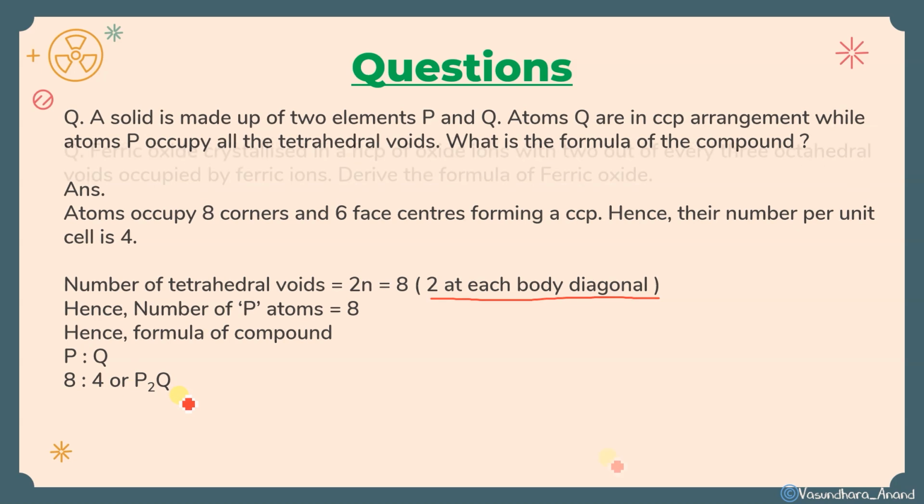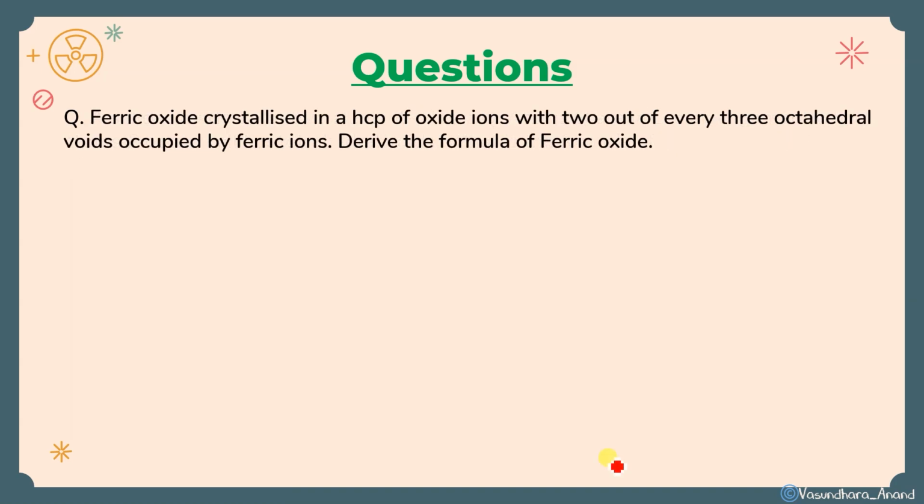Yes. There is the next question, and that is: ferric oxide crystallizes in an HCP of oxide ions with 2 out of every 3 octahedral voids occupied by ferric ions. This is an important thing, you have to consider this point. This is quite clear, always understand that the cation will always occupy the void only. An anion can never fit into the void because of its bigger size.